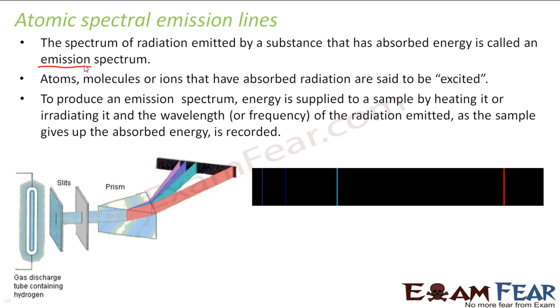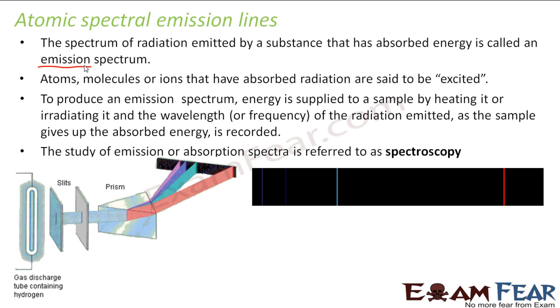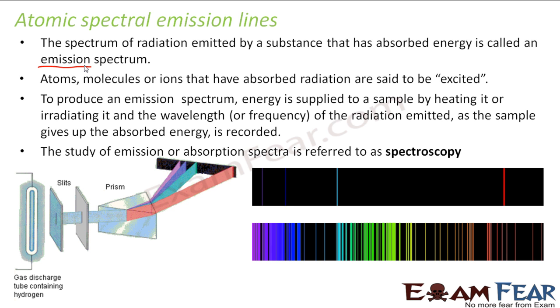And then what is done? Then the radiation which is emitted, the frequency of that emission is recorded, right, as a function of the energy which is absorbed. So this is how the emission spectrum is formed, right? How can we generate an emission spectrum basically? So this is how we generate it. The study of emission or absorption spectra is known as spectroscopy. I mentioned it in the previous slide as well. So this is how our emission and absorption spectrum looks like.